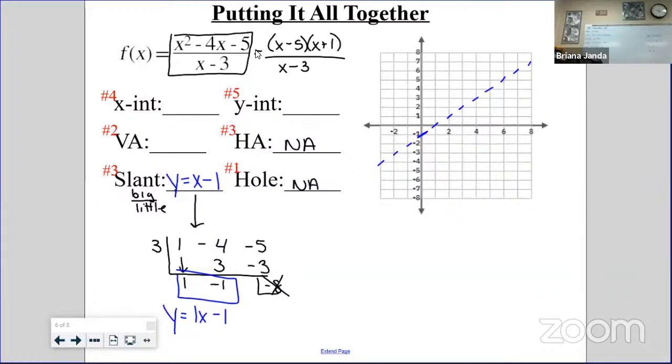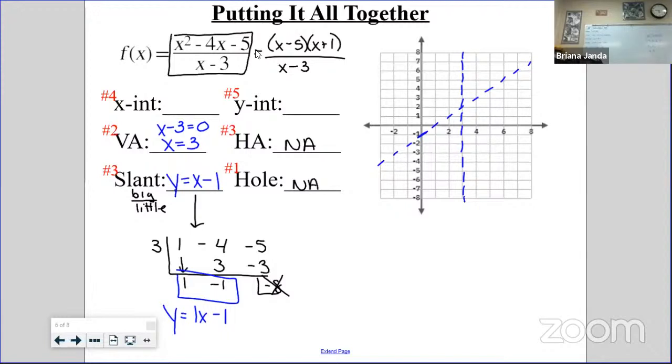What is in our denominator? So you put 0. Should have a vertical asymptote over there. Okay, we'll pause there. How are we doing on our slant asymptote? Okay, figure it out.